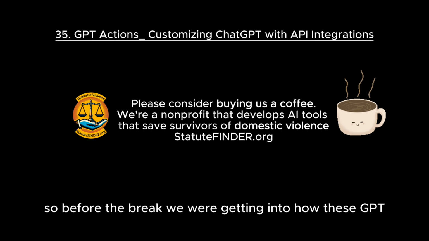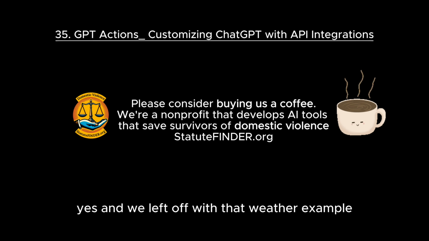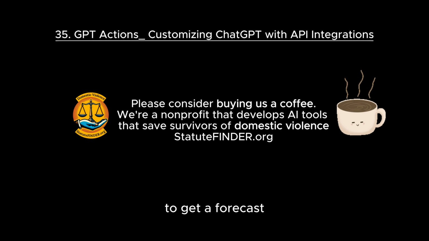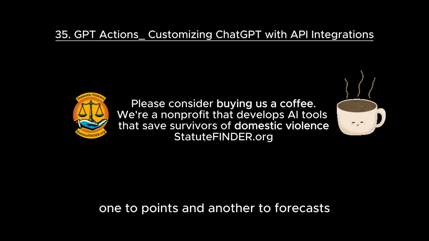So before the break, we were getting into how these GPT actions actually work their magic with APIs. Yes, and we left off with that weather example where the GPT action needed to talk to weather.gov to get a forecast. And I remember you saying it needs to make 2 API calls, one to points and another to forecasts. But honestly, I'm still a little fuzzy on what those actually look like. It all sounds pretty technical.